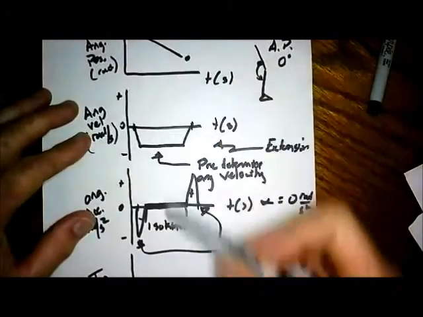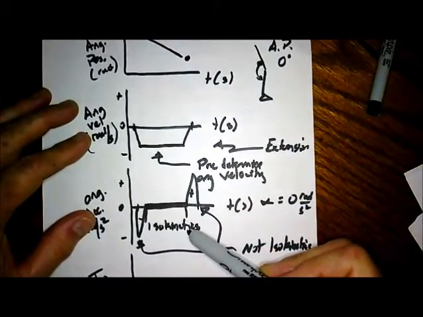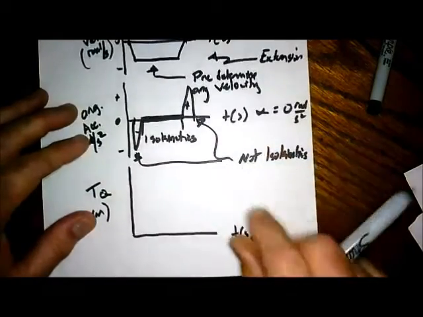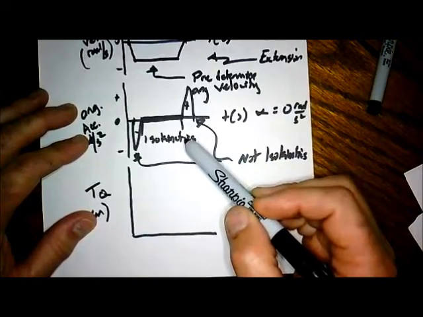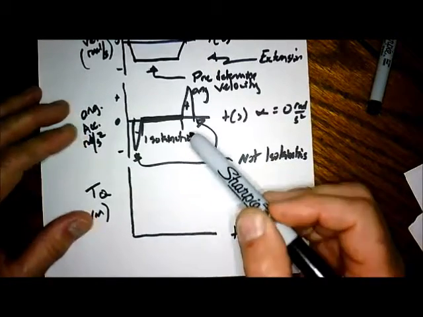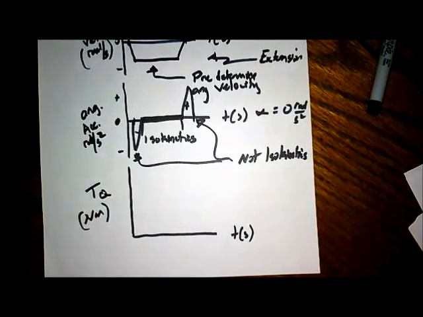Okay, so this is the position, velocity, and acceleration for an isokinetic exercise. Now I'm going to draw out the torque due to the muscle. And it's not as simple as F equals ma, where we identify the acceleration and multiply by m.